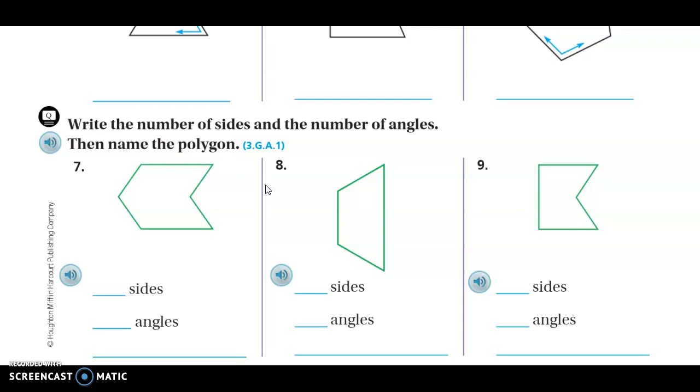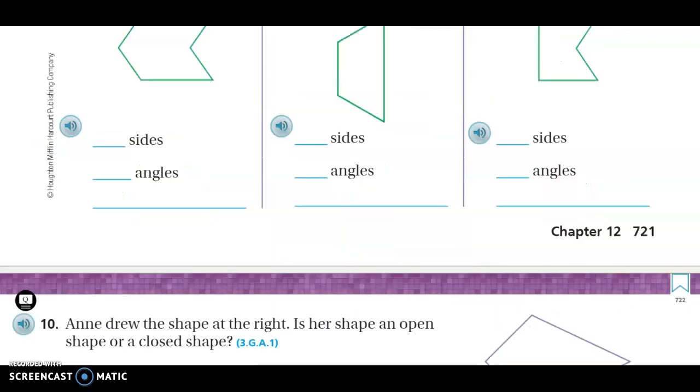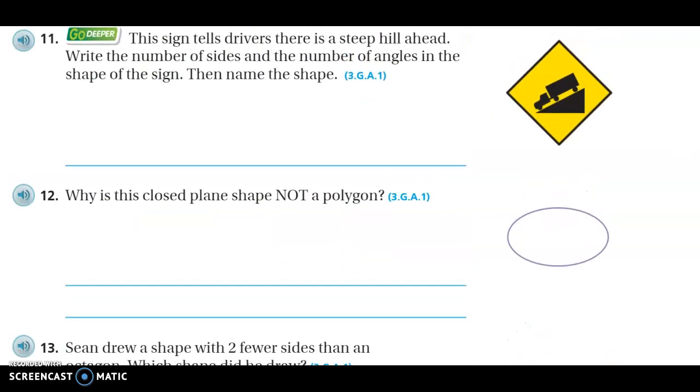Quad means 4. Quadrilateral. Number 9, we have 1, 2, 3, 4, 5 sides. So 5 sides. It must have 5 angles. And it is a pentagon. Pentagon. Whoa, went a little crazy there.